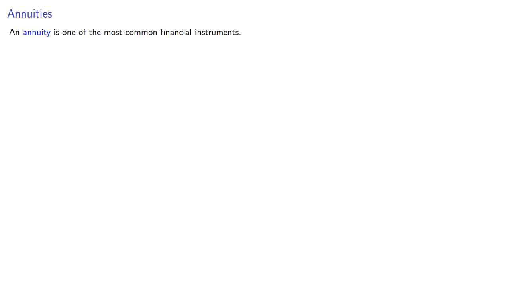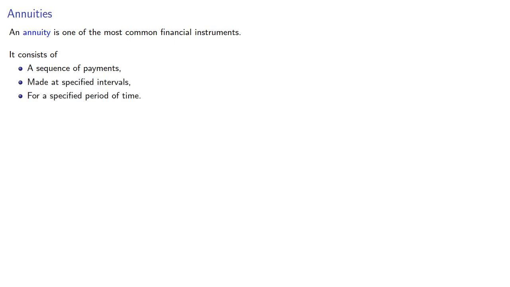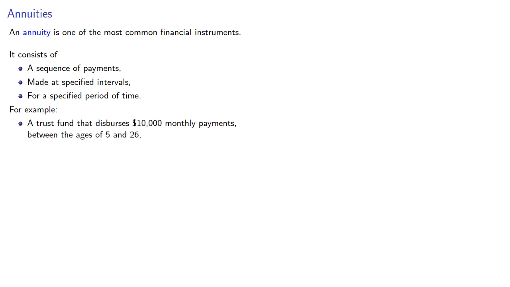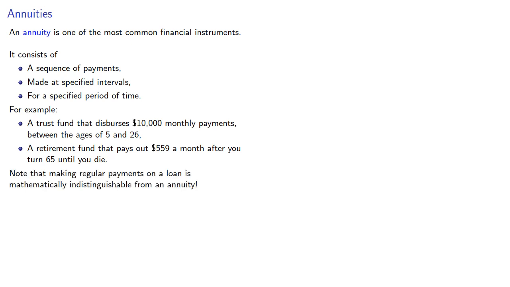An annuity is one of the most common financial instruments. It consists of a sequence of payments made at specified intervals for a specified period of time. For example, a trust fund that disburses $10,000 monthly payments between the ages of 5 and 26, or a retirement fund that pays $559 a month after you turn 65 until you die. Note that making regular payments on a loan is mathematically indistinguishable from an annuity.